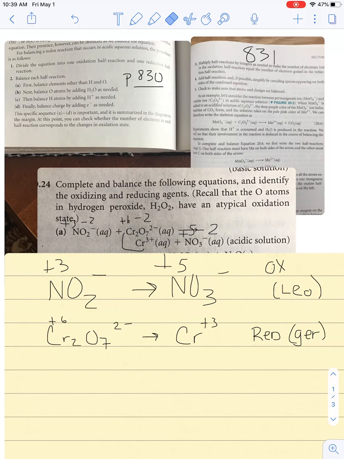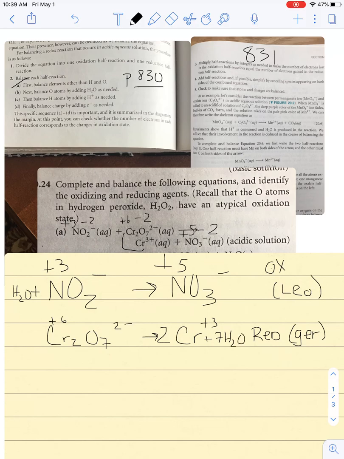Step 2 is to balance elements other than hydrogen and oxygen. In my first half reaction, I have the same amount of nitrogens on both sides, so that's good. In my second half reaction, I have 2 chromiums on the left side and 1 on the right, so I'm going to put a 2 here. Now I'm balanced. Then I balance my oxygen atoms by adding water. On the first half reaction, I have 2 oxygens here and 3 there, so I add 1 water molecule. Now I have 3 oxygens and 3 oxygens. On my reduction half reaction, I have to add 7 waters.